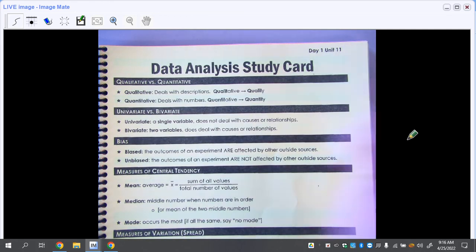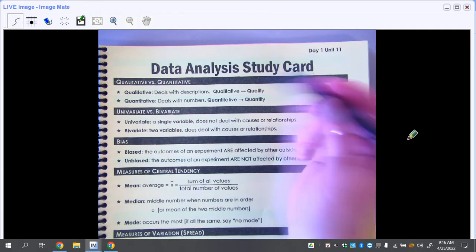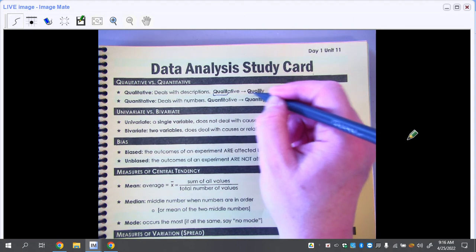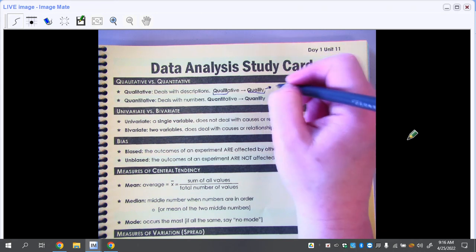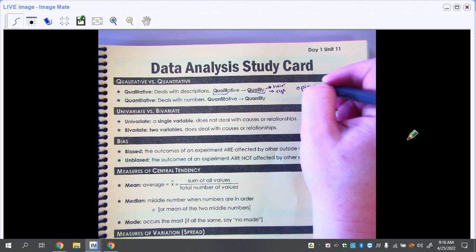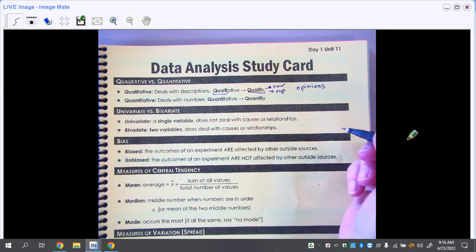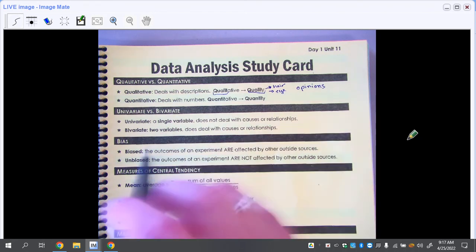So the first one is qualitative versus quantitative. And as you can see my little cheat here, qualitative is qualities. So that's what you're looking at with your qualitative data. So like hair color, eye color, opinions, that kind of stuff. So that is your qualitative data. You can't do a whole lot with your qualitative data. You can make histograms from it. So those like little bar graphs, you can make those from it. You can't really analyze too much other than figuring out what somebody's favorite item is or something along those lines.